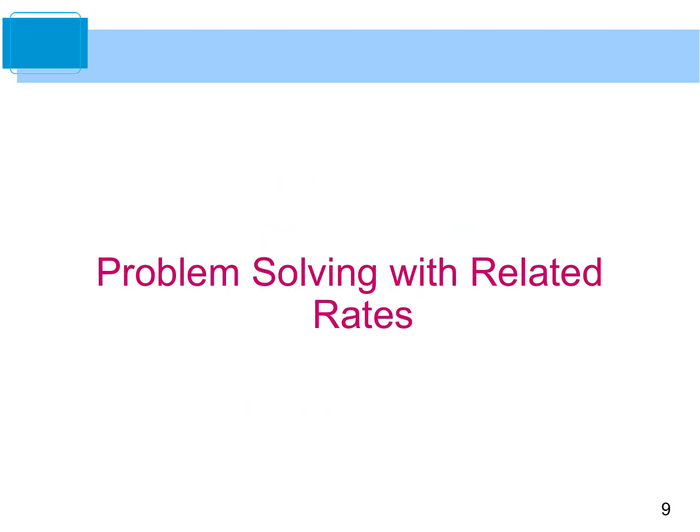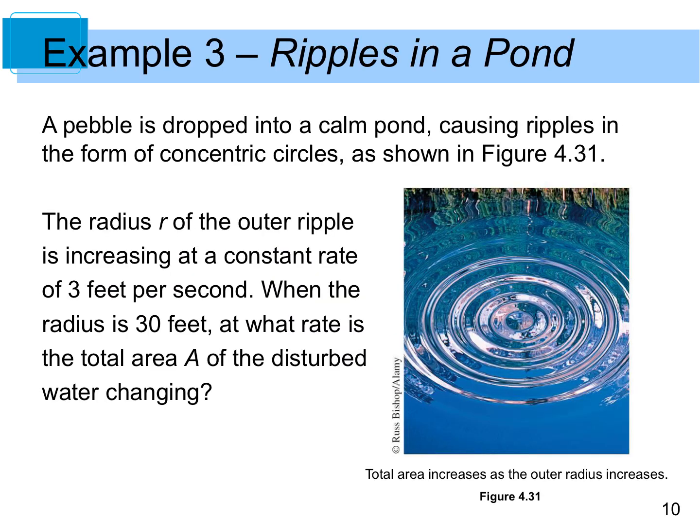Most of the questions in 4.6 are going to be word problems, so they're going to be similar to the next couple examples. So example 3 says a pebble is dropped into a calm pond causing ripples in the form of concentric circles. The radius r of the outer ripple is increasing at a constant rate of 3 feet per second. When the radius is 30 feet, at what rate is the total area A of the disturbed water changing?